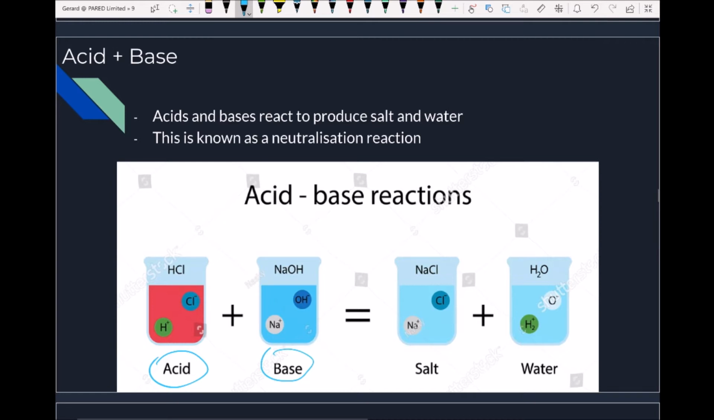Now your acid is going to have a pH that is less than 7. Your base is going to have a pH that is greater than 7. They're going to react to produce a salt that is neutral. That's what we call a neutralization reaction. So your pH is going to be closer to 7, which is neutral, and you're also going to have water being produced. So acid plus base produces salt and water.